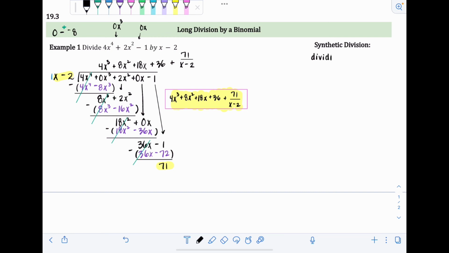form x minus k. Okay, so it only works for certain problems. It would work for this problem, so we're going to use the same exact one. So we're going to take this same thing and just do it over here with synthetic.